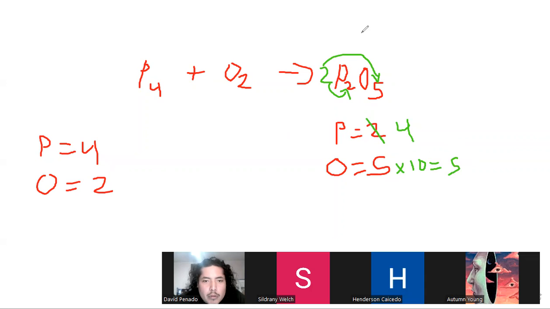Times 2, oh, not 10, sorry. Yes, really. I meant 2. 5 times 2 equals 5 times 10. So just by looking at my O's, I knew I had to put a 5 in front of that one. And then my equation is balanced.